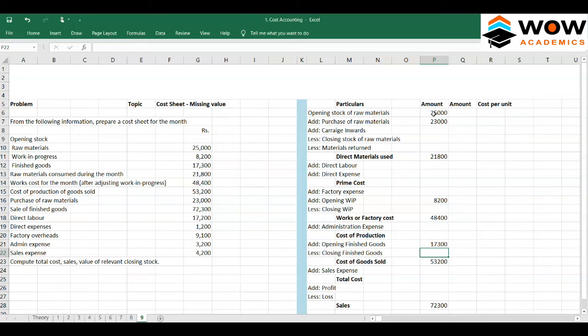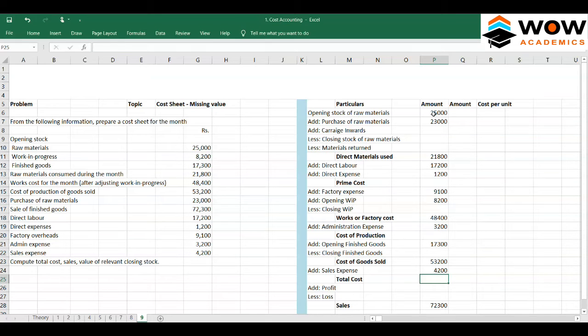Then direct labor is 17,200. Then direct expense is 1,200. Then factory overheads is 9,100. So factory overheads is this number. So any overheads or expense, it refers to only this number. It's 9,100. Administration expense is 3,200. And sales expense is 4,200. Okay, so these are pretty much the numbers.